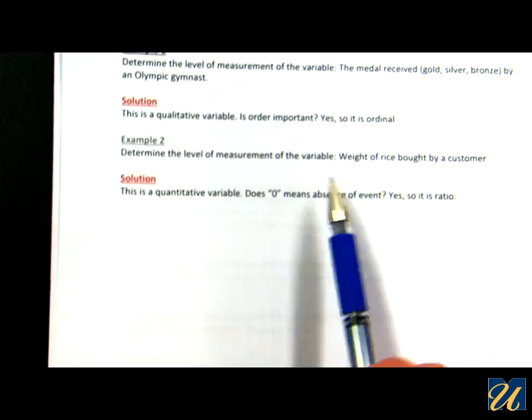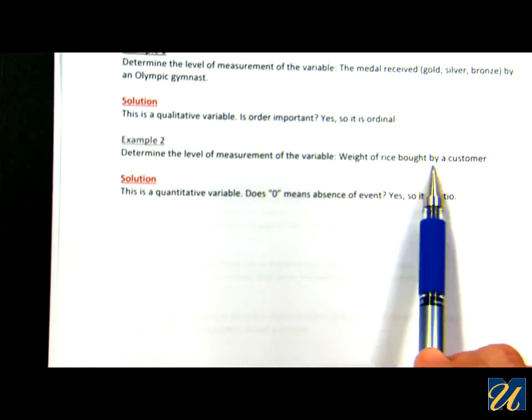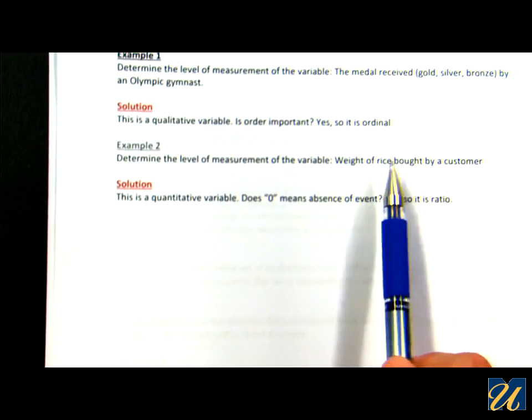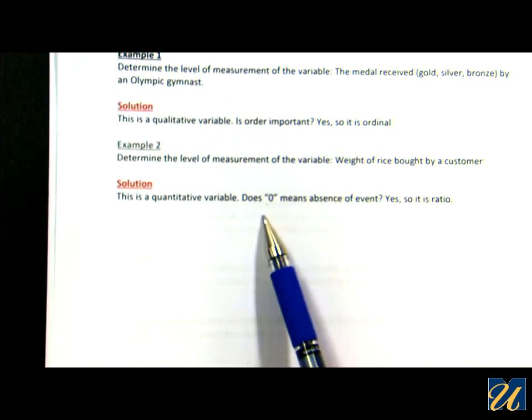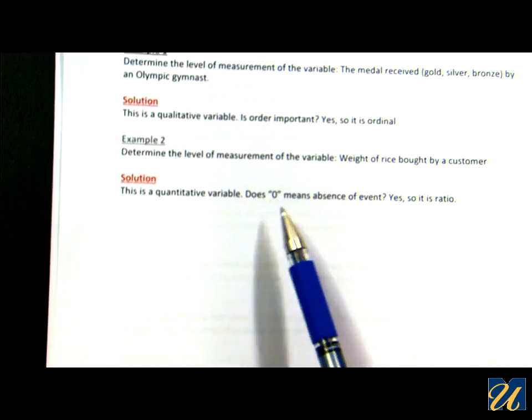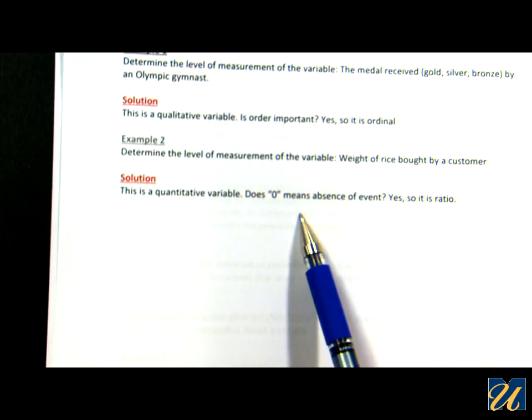Determine the level of measurement of the variable weight of rice bought by a customer. The weight is quantitative. Does 0 mean absence of an event? Yes. Therefore, it is ratio.